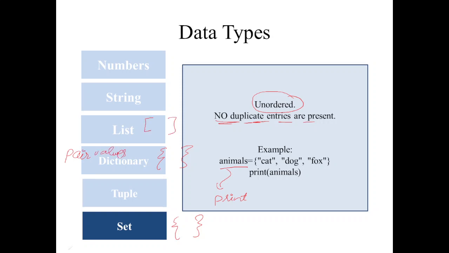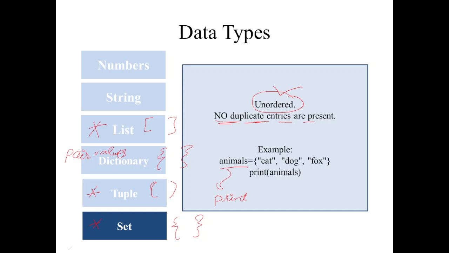List, tuple and set are similar, but the method of defining is different. In list we define in square brackets, in tuple we define in small brackets, and in the case of set we define in curly brackets, but it is unordered and we cannot use duplicate entries.